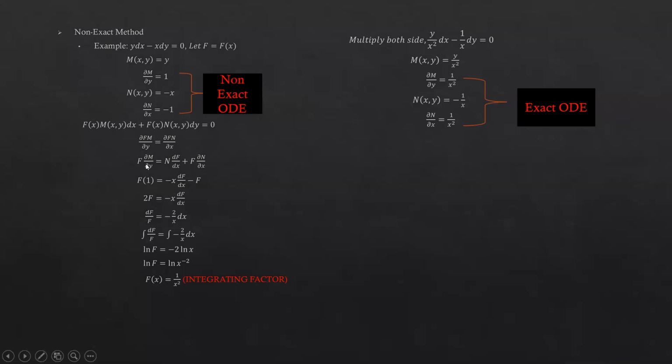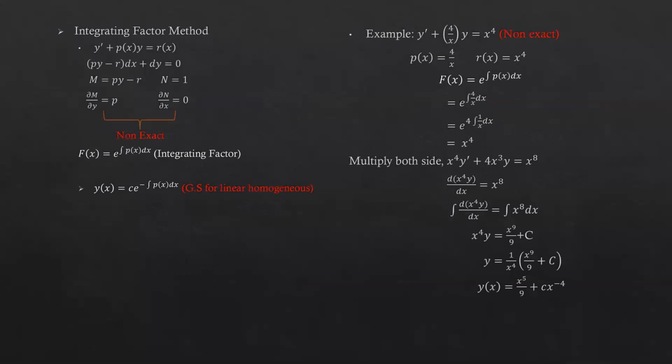We substitute all the values into these equations and we find 2F equals negative x dF/dx. We use the separation method, integrate and solve the equation, and finally we find F(x) is equal to 1 over x squared, which is the integrating factor. Then we multiply it with both sides of the original equation. Then we realize that it becomes an exact ODE. To get the final answer, we just need to use the methods that we already discussed in the previous slide. So this is the non-exact method.